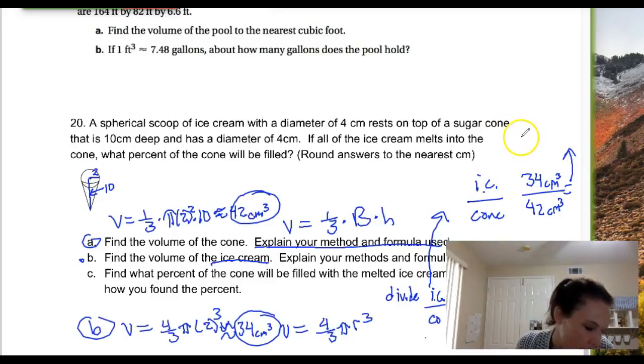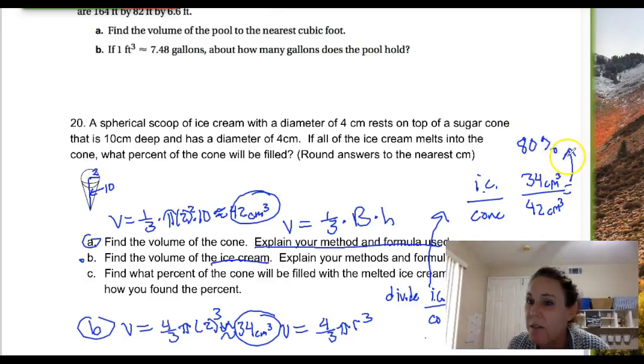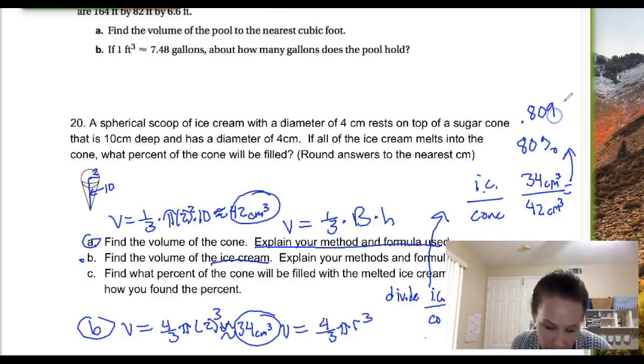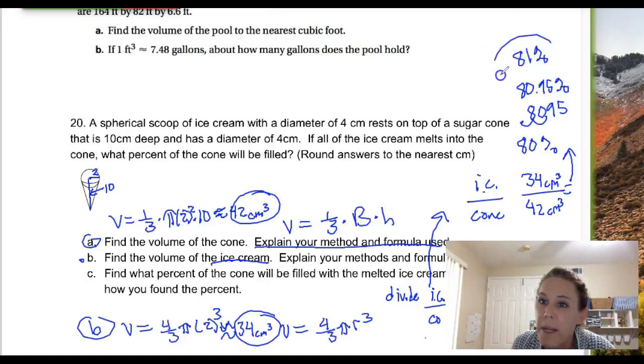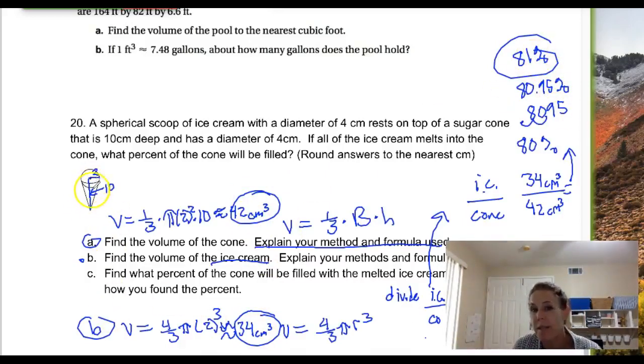80.9. So you could say 80% or 81%, approximately 80%. So when I divide this out, I do get 0.8095. Move the decimal 2 places, and you're going to get 80.95%. Okay, you could round that up to 81. Depending on how you rounded these could determine how that rounds, but approximately 81% of the cone will be filled if all of the ice cream melts. So you won't overfill the cone.